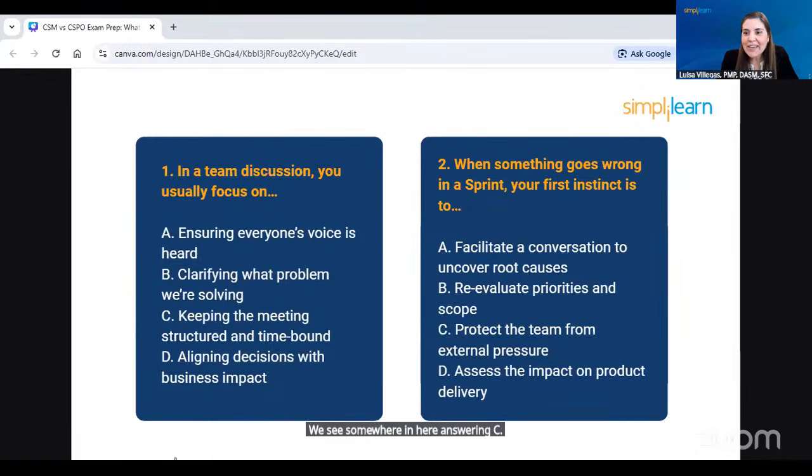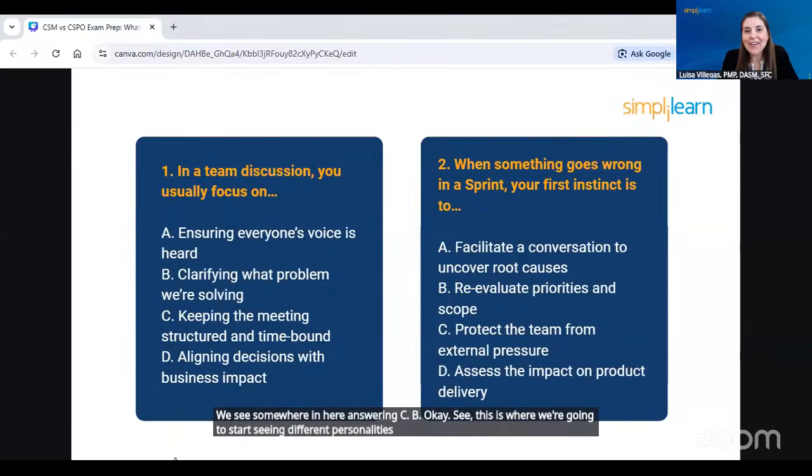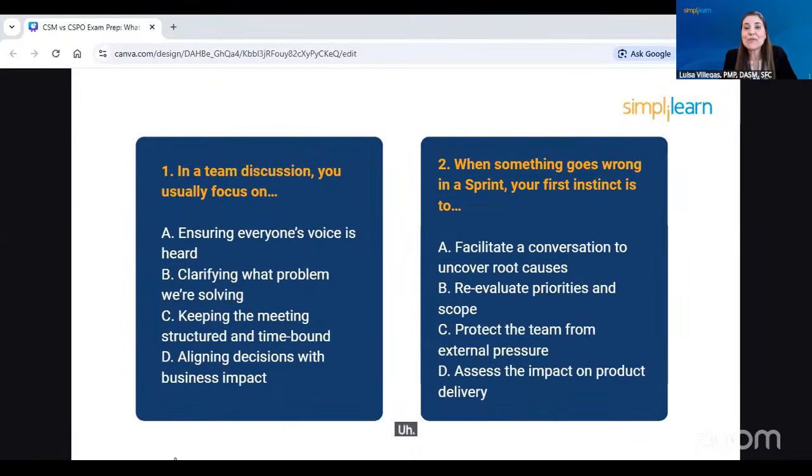B, okay. See, this is where we're going to start seeing different personalities. I know my answers really clearly. I know what role I align with. Okay, we have some C, some B, some D's, some A's. Great. We're all over the place, and this is fantastic. Okay, keep track of your answers. Put them on a little piece of paper or something. Let's move on to question 2.